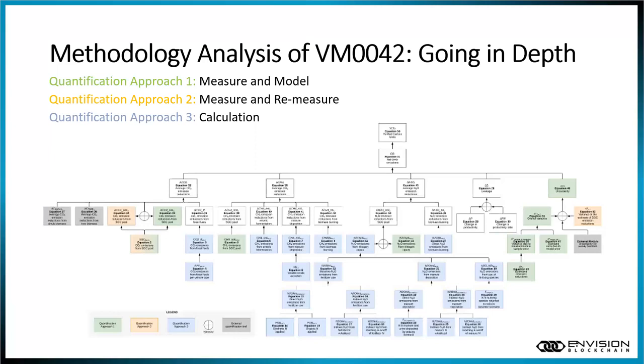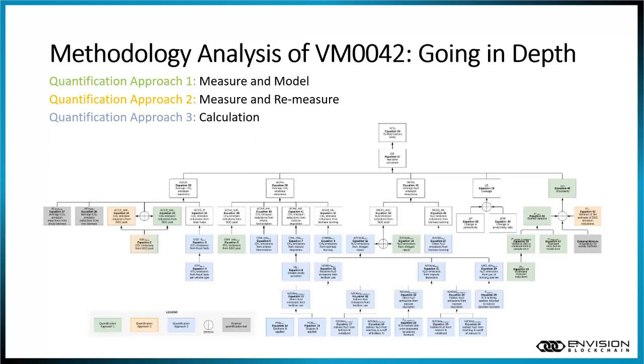The model part of the measure and model quantification approach means making an educated guess about how much pollution would have been produced if we didn't do the mitigation or sequestration activity. This is called the baseline scenario. We use a computer program or other tool to make this guess, taking into account things like the local climate, how the land is used, and other important factors.